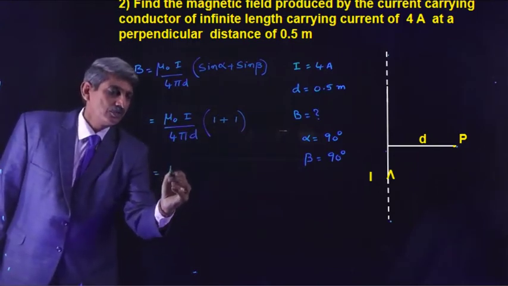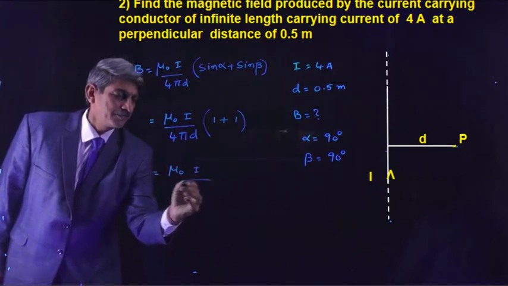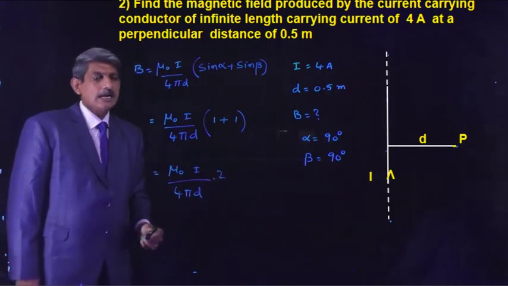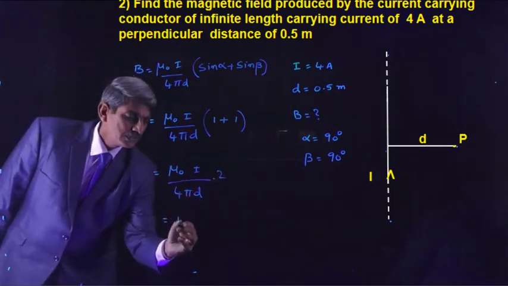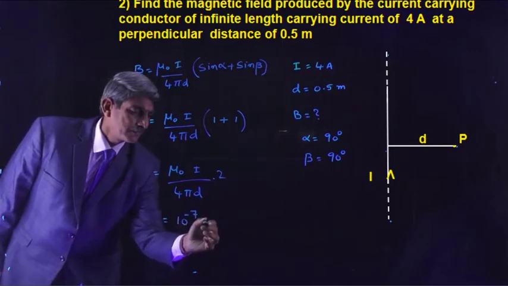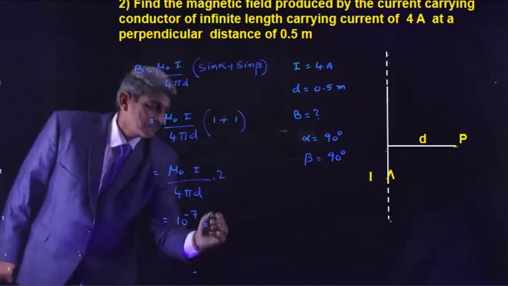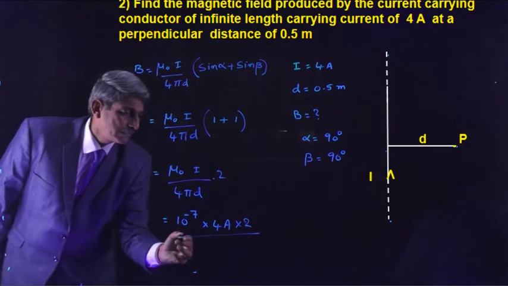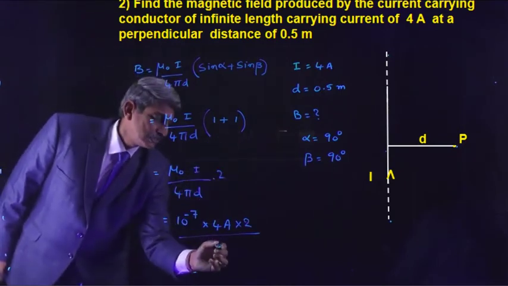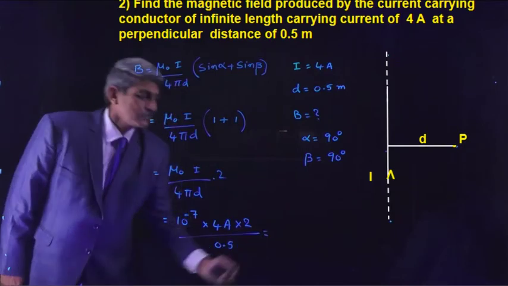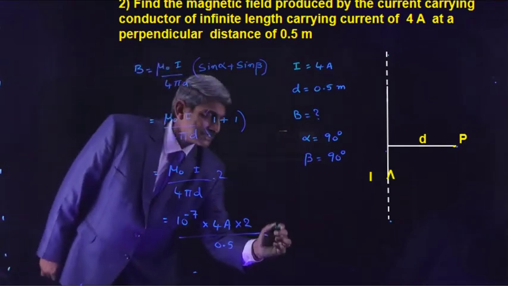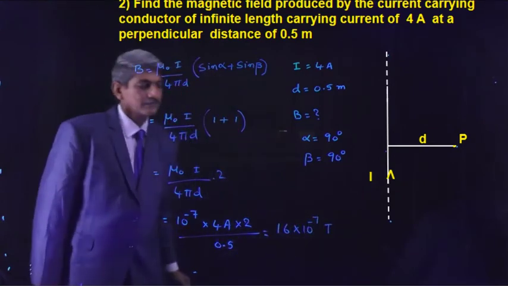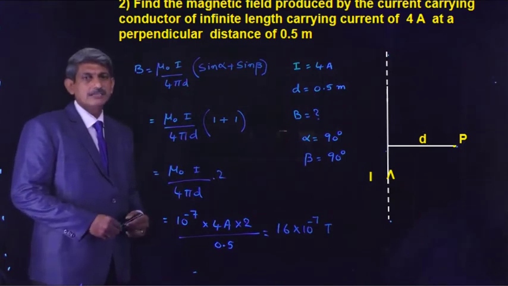This is equal to mu naught I by 4 pi d into 2. Already you know that mu naught by 4 pi is equal to 10 to the power of minus 7, into the current which is given as 4 amperes, into 2 divided by the distance d is equal to 0.5. So this is equal to 16 into 10 to the power of minus 7 Tesla.